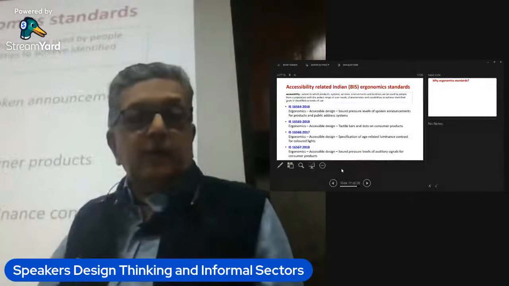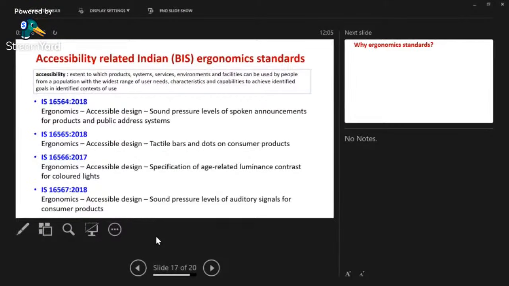Then we have sound pressure levels of auditory signals from consumer products. You're using a washing machine, and the washing machine gives you some beeps to convey information. What are the accessibility requirements of those sounds, or of any other consumer product? If it gives a beep, how can it convey information, and what are the limits? Not just the sound level, but another part of that standard talks about the design of the sound signals, so that they convey the information to the widest range of capabilities and characteristics.